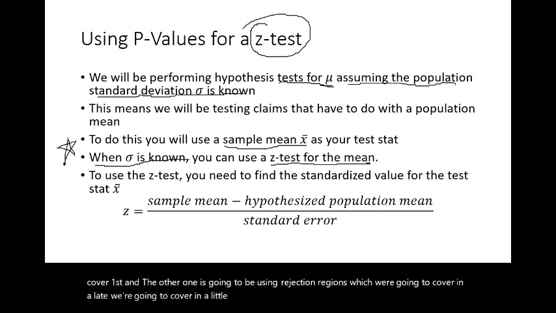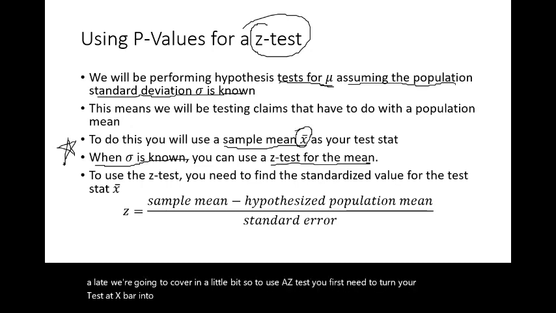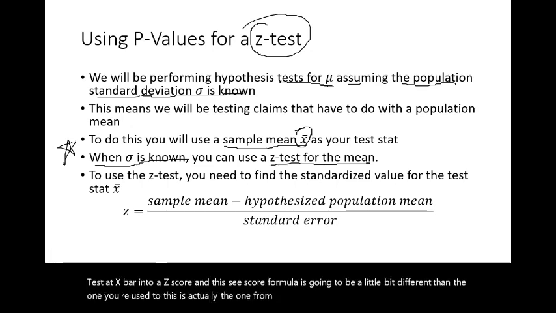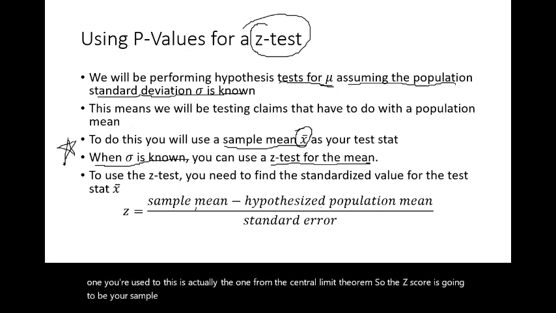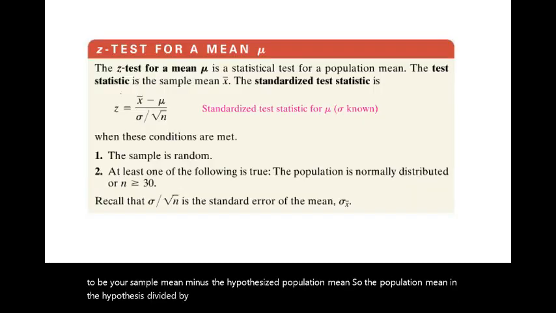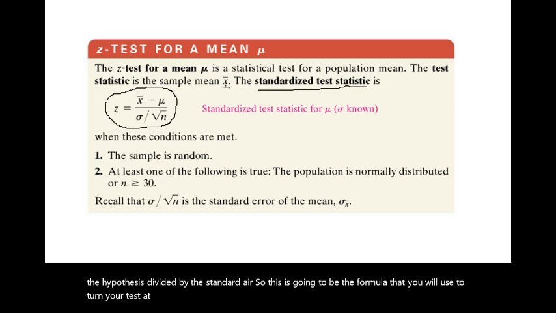So to use a z-test, you first need to turn your test stat x bar into a z-score, and this z-score formula is going to be a little bit different than the one you're used to. This is actually the one from the central limit theorem. So the z-score is going to be your sample mean minus the hypothesized population mean, so the population mean in the hypotheses, divided by the standard error. This is the formula that you will use to turn your test stat x bar into a standardized test statistic z.